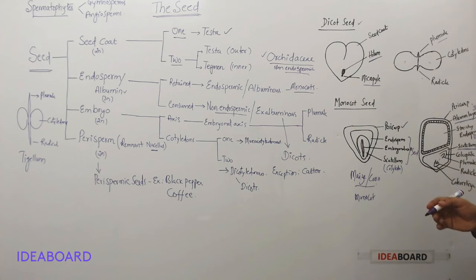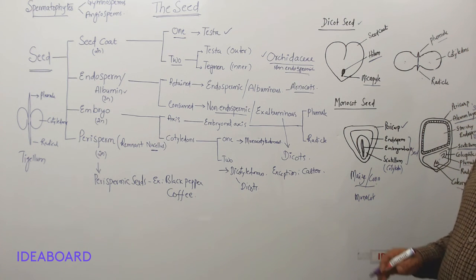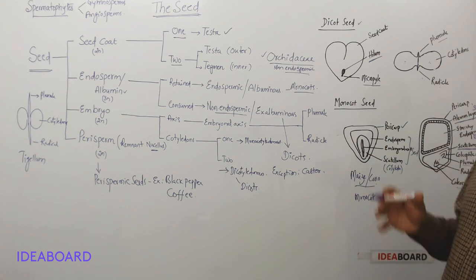But in these monocots, monocotyledonous embryos will have one covering. The covering present over this plumule is called coleoptile, and the cover that is present over the radicle is called coleorhiza. Okay, so this is the sectional view of the monocot seed. That is about the information about the seed.